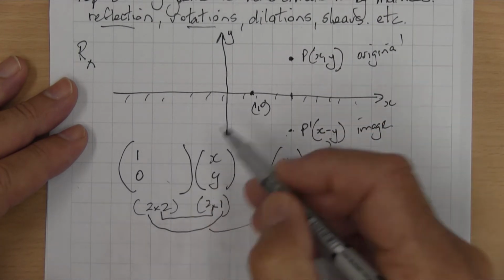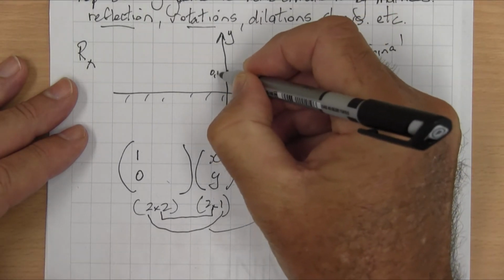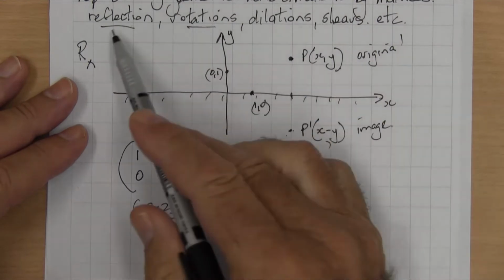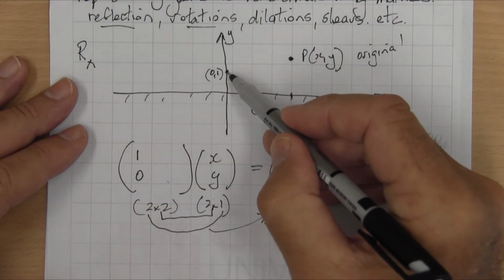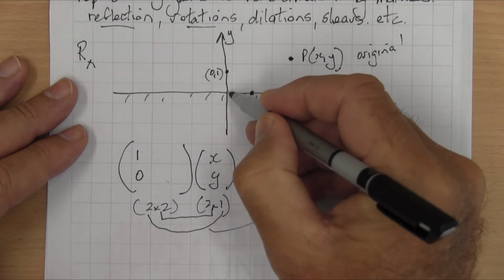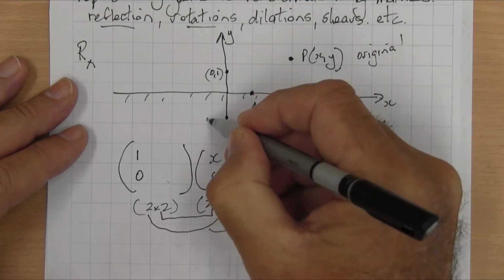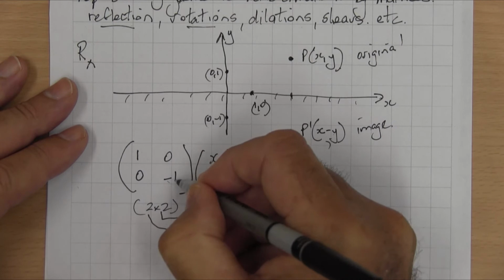To get the second column, we look at what happens to the point (0, 1). Now if we're looking at a reflection in the x-axis, the point (0, 1), what happens to it? If it is reflected, it is going to go down there to (0, -1). So that becomes my second column.